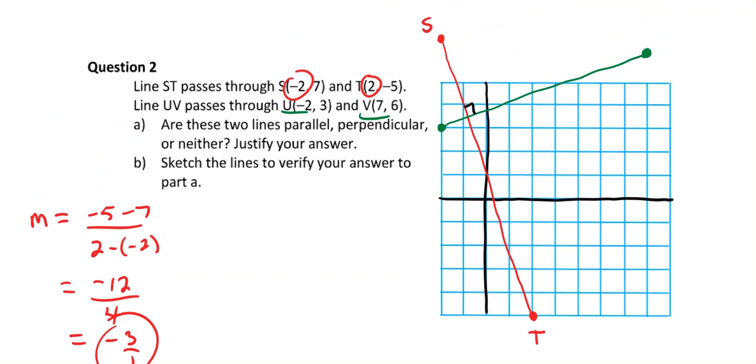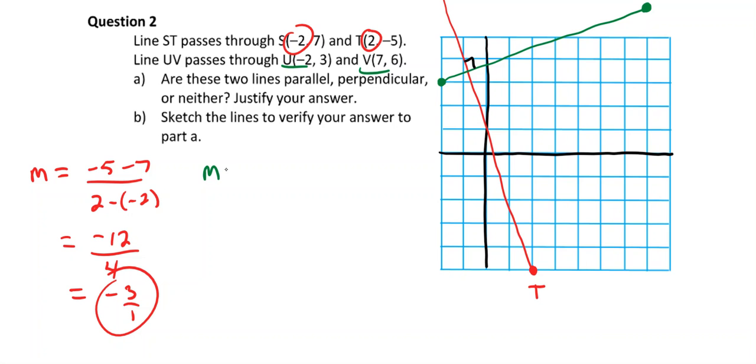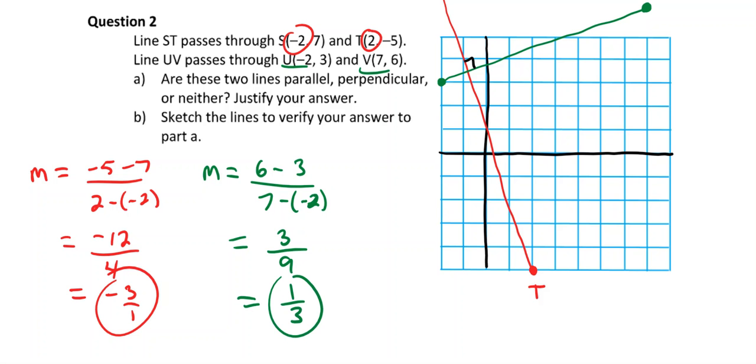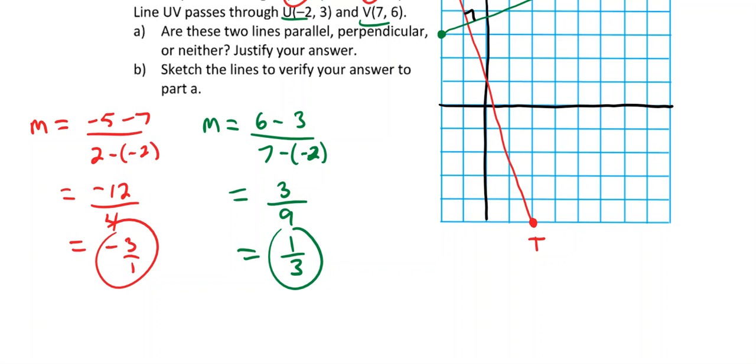So now the other one will be 6 minus 3 over 7 minus -2. Okay, so 6 minus 3 is 3, and 7 minus -2 is going to be 9. So what does that simplify to? 1 over 3, yep. So the question is, are those negative reciprocals of each other? Yep, they are. You guys see that they're flipped upside down. One's negative, one's positive. It doesn't matter which one's negative and which one's positive, but one's negative, one's positive. Okay?